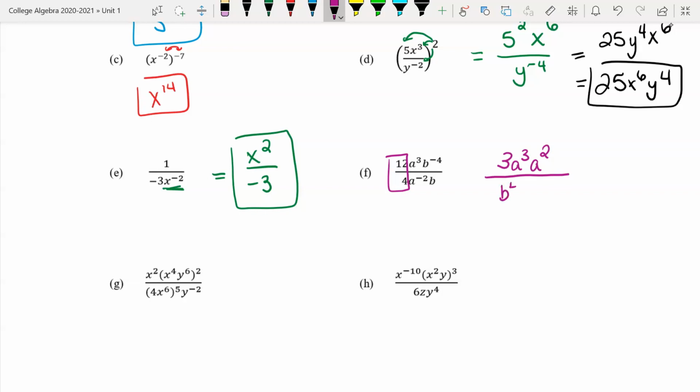B to the negative 4th. In order to make it positive, move it to the bottom. And there's already a b down there. So now I'm going to combine like terms. I have 3a to the 5th, b to the 5th.